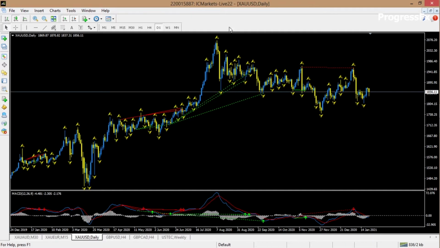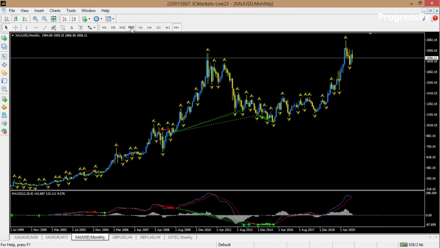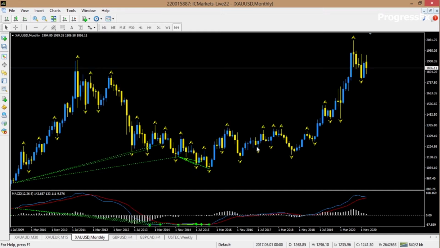Remember, I used to tell all the viewers of my channel that it is very necessary that you start your analysis from the 1 month time frame. So as you can see, this is the 1 month time frame. From what is displaying here, you can agree with me that gold is still heading up, but might retrace to some extent.